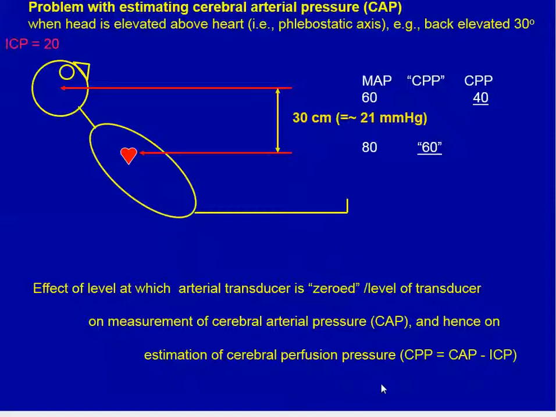Again, to emphasize the significance of this, if intracranial pressure is 20 millimeters of mercury and the pressure in the heart is 80 millimeters, you would calculate a cerebral perfusion pressure of 60. However, the actual arterial pressure in the head is closer to 60 millimeters instead of 80 millimeters, and therefore the cerebral perfusion pressure is only 40. Quite a difference in terms of cerebral perfusion.